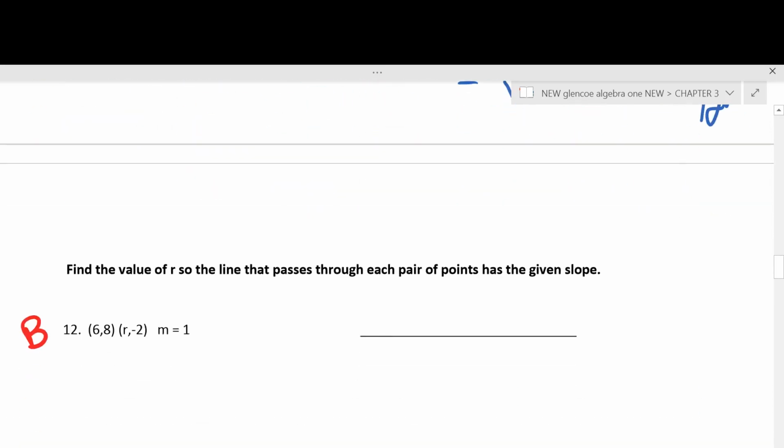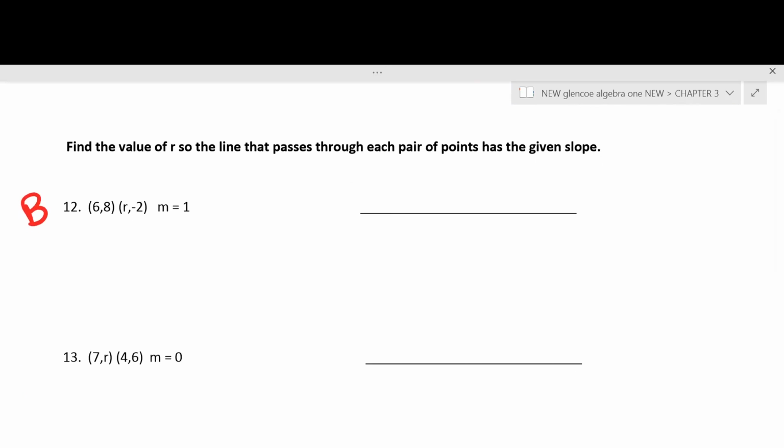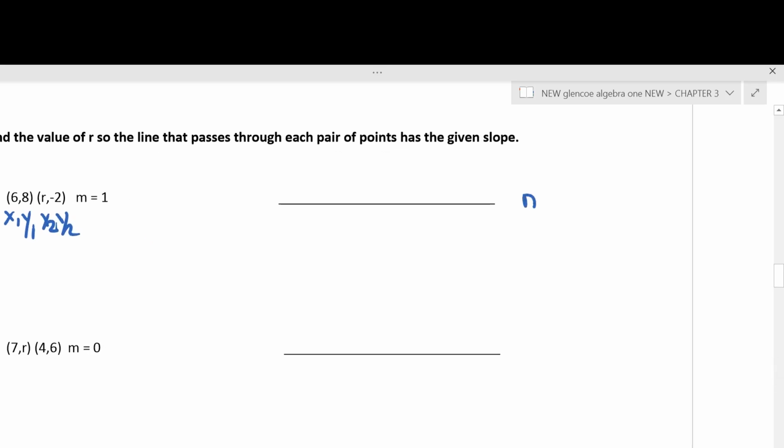Okay, again, rate of change. Find the value of r so that the line that passes through each pair of points has the given slope. Label your first point x1, y1, your second point x2, y2. Write out your slope formula: m equals y2 minus y1 divided by x2 minus x1.